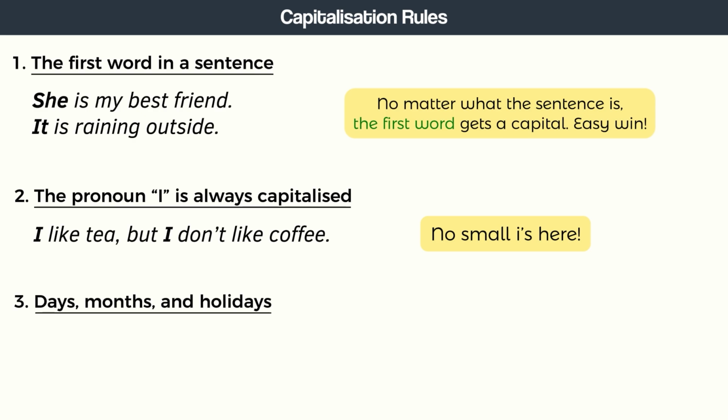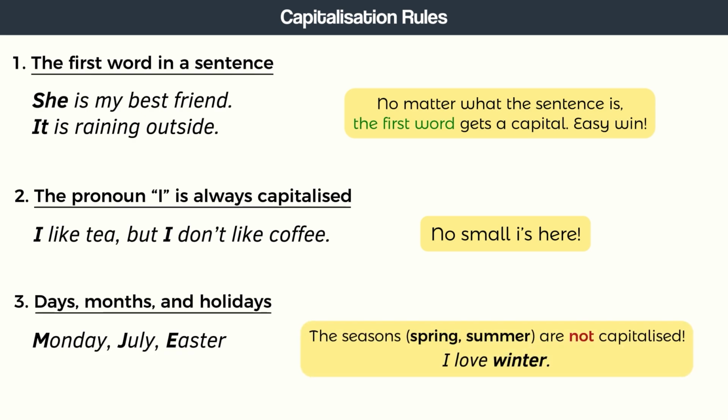3. Days, months, and holidays. Capitalize those days and months like they're important appointments, because they kinda are. Example: Monday, July, Easter. Please note, the seasons, spring, summer, are not capitalized. I love winter. Why? No one really knows. That's just how English rolls sometimes.